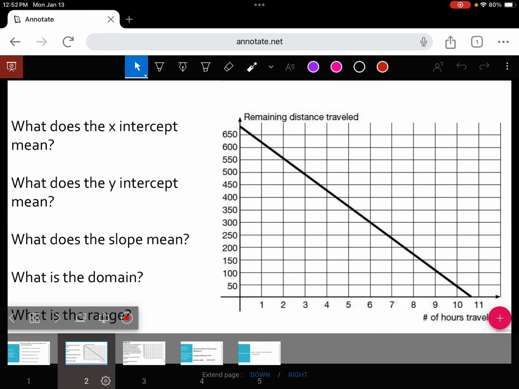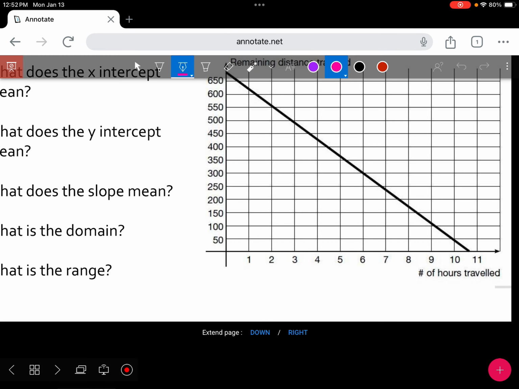So we're looking at this graph here. That should be the one that you guys have. And got a few questions about the intercepts and the slope, things like that. So first question is, what is the x-intercept? Hours of travel? Number of hours traveled. So x is the number of hours traveled, but the intercept is a very specific place.